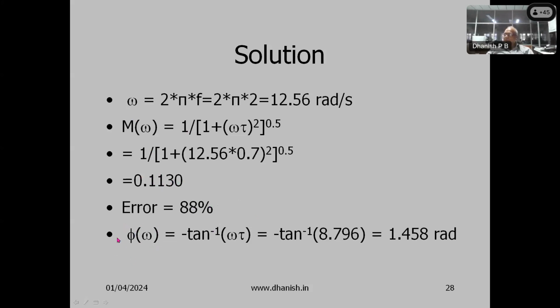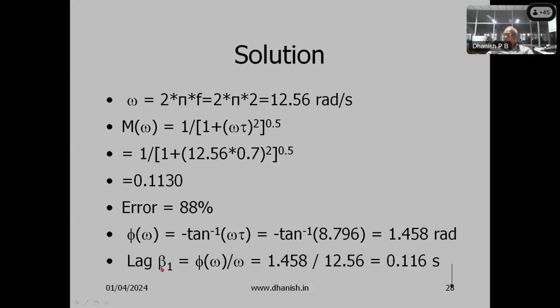And the time lag phi omega is minus tan inverse of omega tau. So minus tan inverse of 8.796 is 1.458 radians. So the lag in seconds is phi omega by omega, so 1.458 radians by radians per second, which is 0.116 seconds.